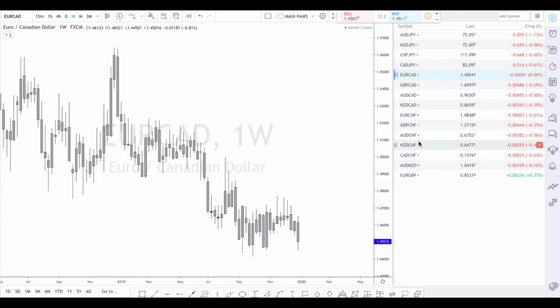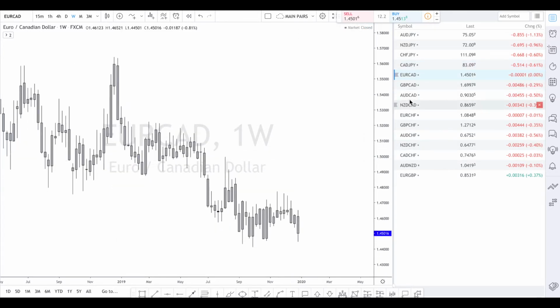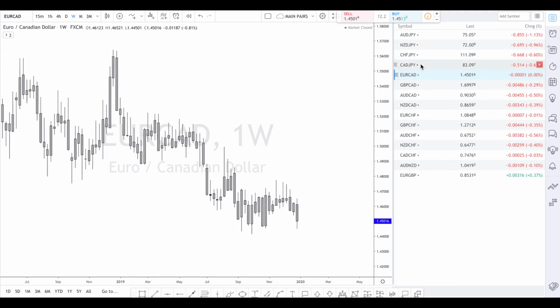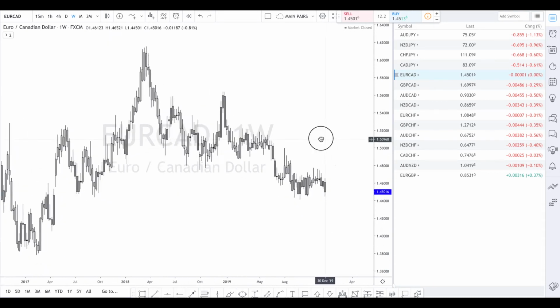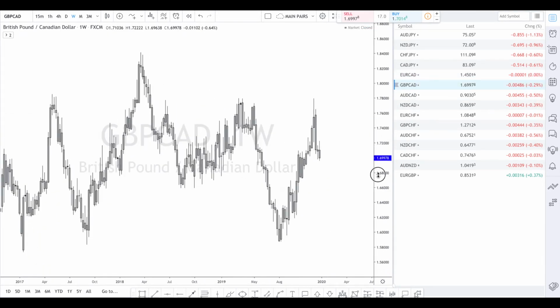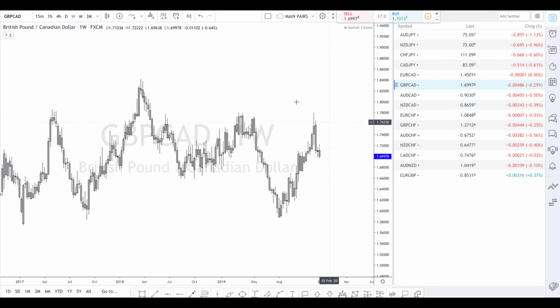Euro CAD, Pound CAD, Aussie CAD, New Zealand CAD, they're just all for me what I call the CAD pairs. So you see Euro CAD right now weakening as this strength in CAD continues. You can see as well Pound CAD, we had a lot of strength with Pound and weakness in the CAD in this relation. But now we see that CAD strength seems to be coming back in the market.